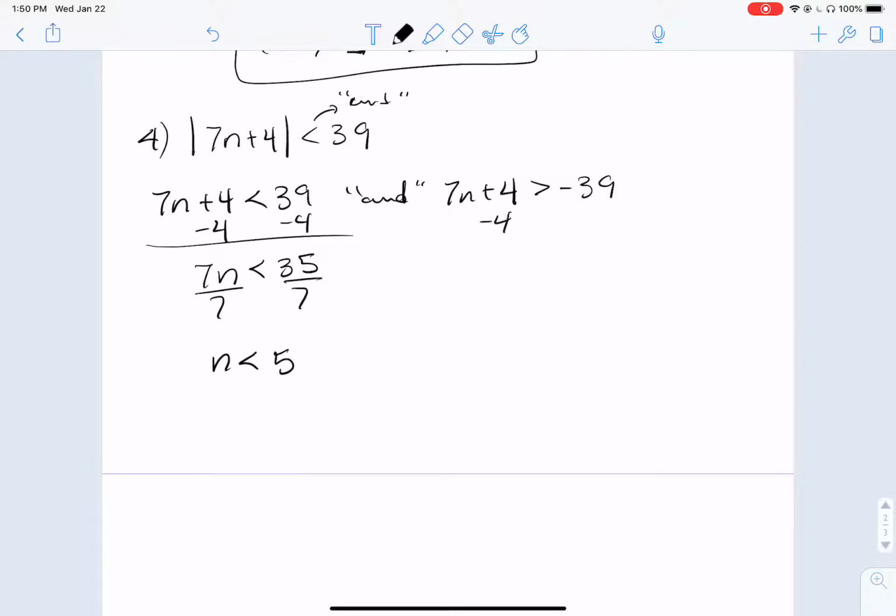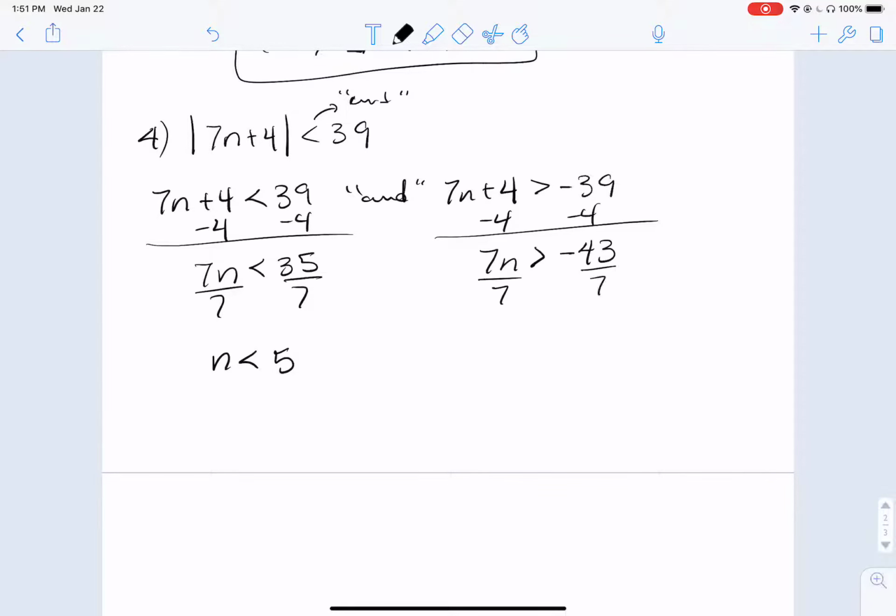Now here we do the same thing. We subtract 4, and 7n is going to be greater than -43, however, okay? Not -35, but -43. We divide by 7, and the value of n is going to be greater than, and I'm going to leave this as a fraction, not as a decimal, okay? So we end up with the fraction -43 over 7, which is equivalent to the decimal value of around 6.1, okay? But I'm going to leave the fraction.